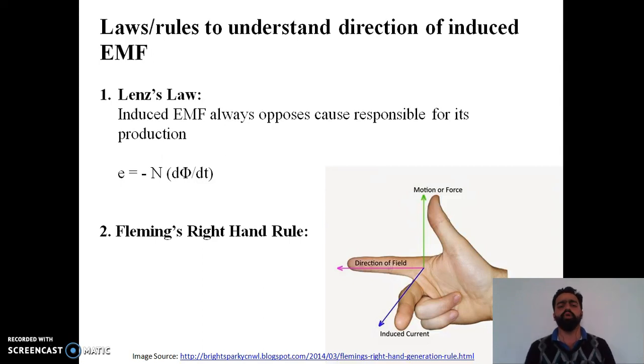So these are two laws or rules to understand direction of induced EMF. First is Lenz's law, by which E is equal to minus N d phi by dt, that is, induced EMF always opposes the cause responsible for its production. And second is Fleming's right hand rule, which is applicable to generator, wherein if you move a conductor in a magnetic field, EMF gets induced. So first finger indicates direction of magnetic field, thumb indicates direction of motion of conductor, and induced EMF is indicated by middle finger.